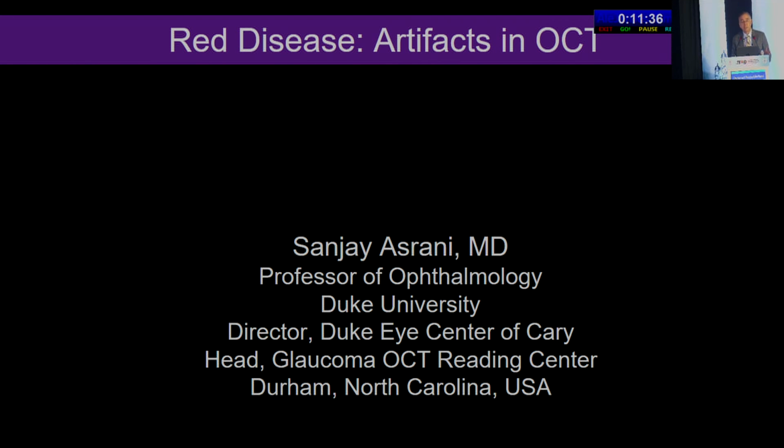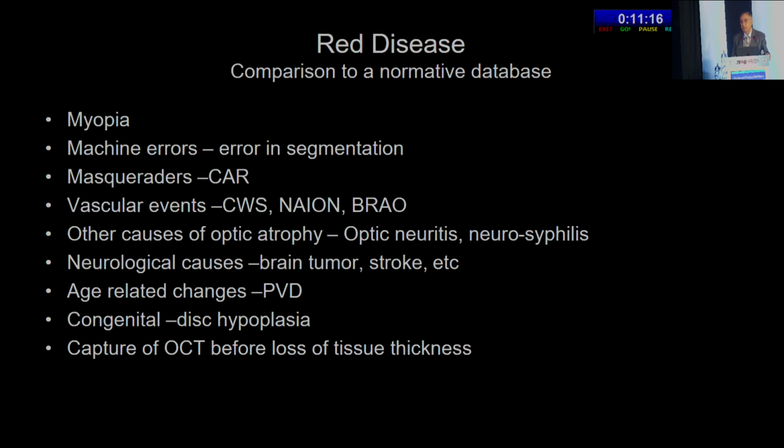That's why the Maasai tribes wear red when they are in the mountains, because you can spot them very easily. So red is always the indicator of danger, and that's why we use red in our normative databases. But unfortunately, just because some measurements go into the red, it doesn't mean there is necessarily an abnormality. I'm going to share many examples for you, and it is in this order: myopia, machine errors, masqueraders like cancer-associated retinopathy, vascular events, other optic atrophies, neurological causes, age-related, congenital, and capture of OCT before loss of tissue thickness.